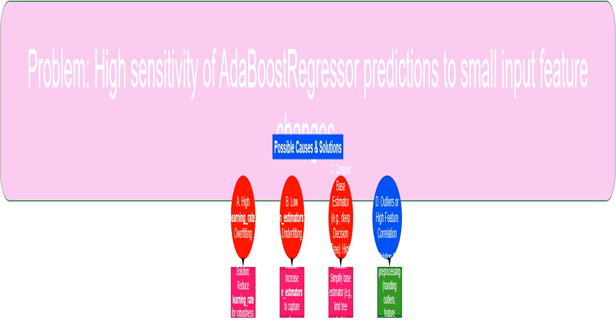The problem is that my AdaBoostRegressor model for predicting house prices is too sensitive. Even tiny changes in the input features, like house size, location, or age, drastically alter the model's predictions. This suggests a problem with the model's complexity or how well it fits the data.